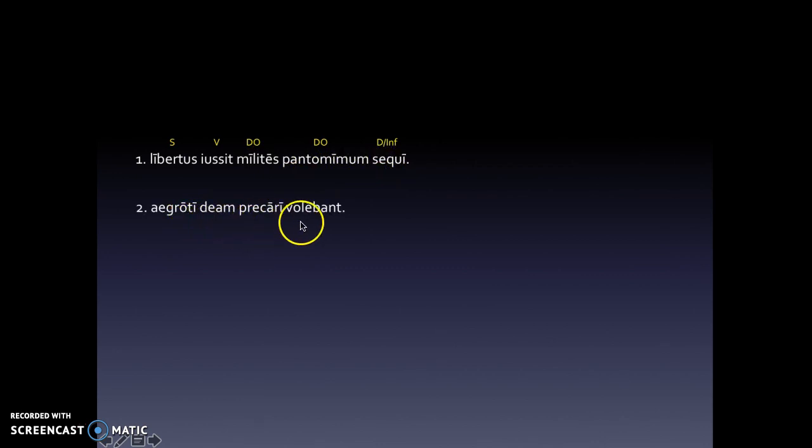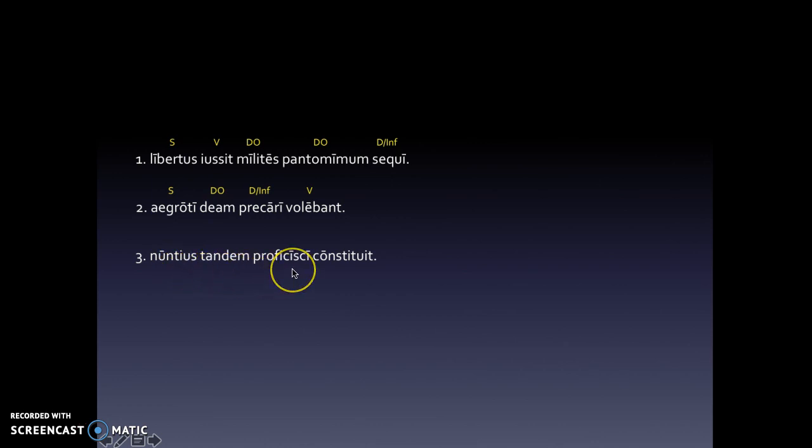Aegroti deam precari volebant. We've got a plural nominative going with our plural verb. We've got a direct object, and we've got a deponent infinitive. So it looks passive, but we're going to translate it active. The invalids were wanting to pray to the goddess.